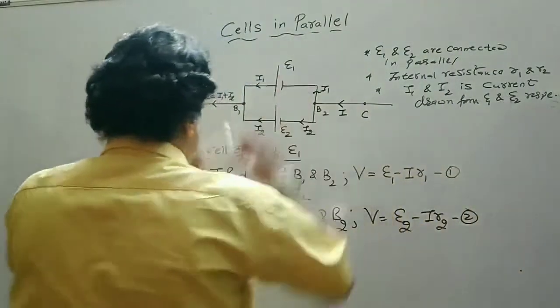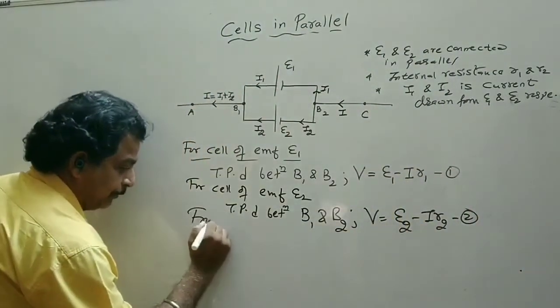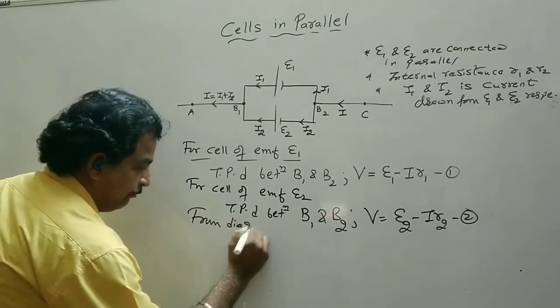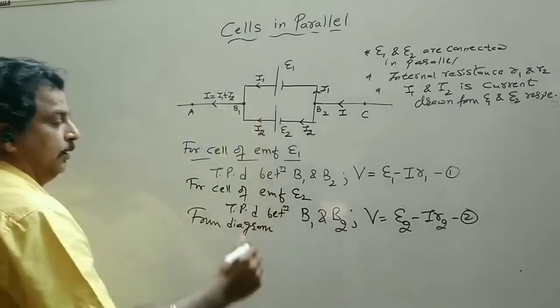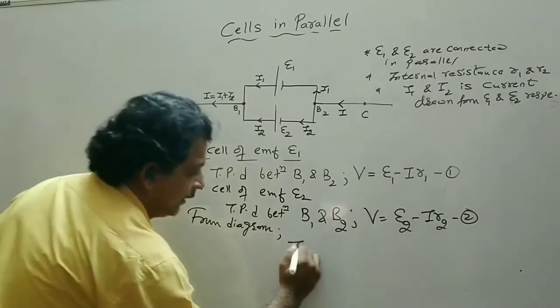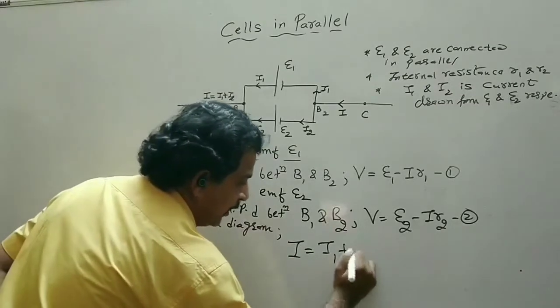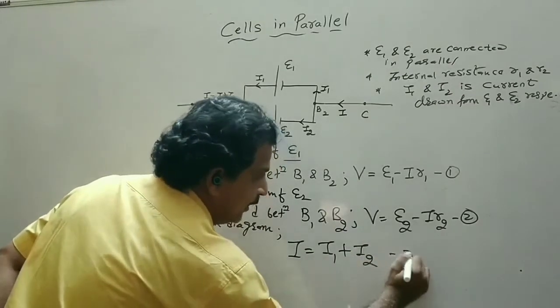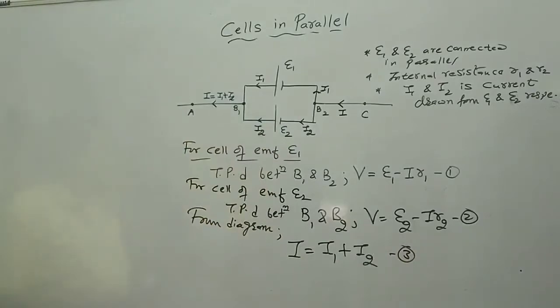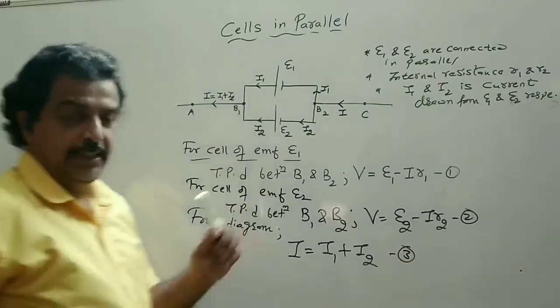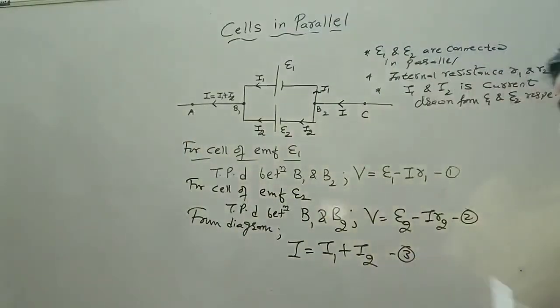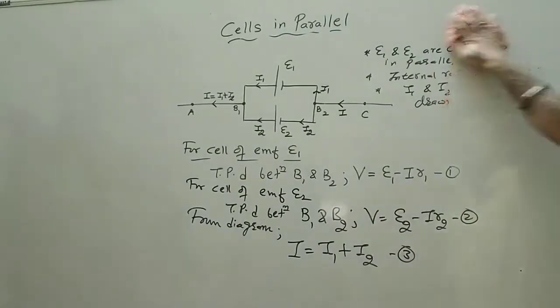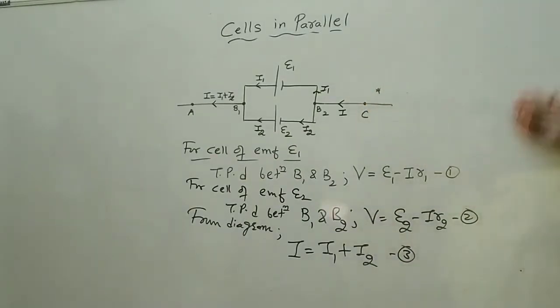Now if we see the diagram, from the diagram, I can be written as I1 plus I2. That is equation number 3. We will see in the coming days that it is also a junction rule.